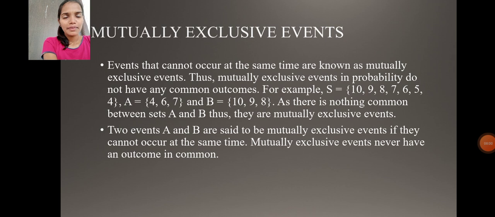Mutually exclusive events. Events that cannot occur at the same time are known as mutually exclusive events. Thus, mutually exclusive events in probability do not have any common outcomes. For example, S equals {10, 9, 8, 7, 6, 4}, A equals {4, 6, 7}, and B equals {10, 9, 8}. As there is nothing common between sets A and B, they are mutually exclusive events. Two events A and B are said to be mutually exclusive if they cannot occur at the same time. Mutually exclusive events never have an outcome in common.